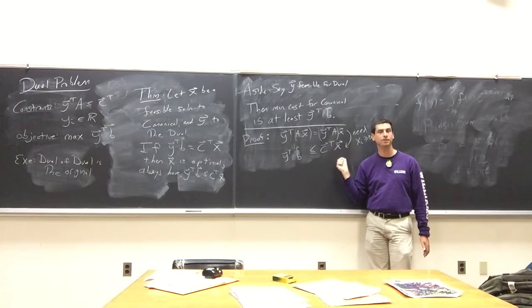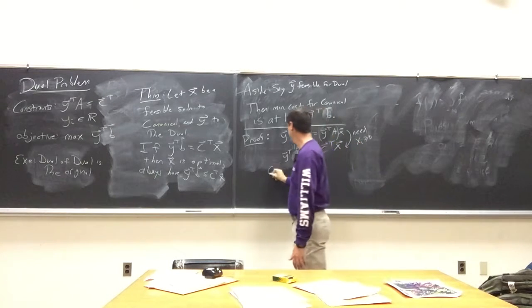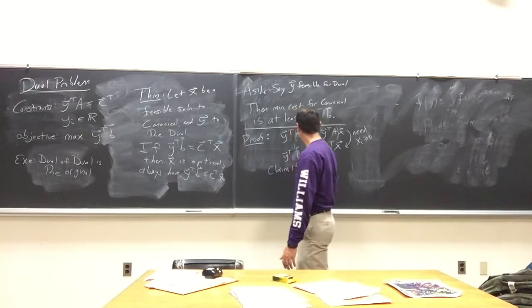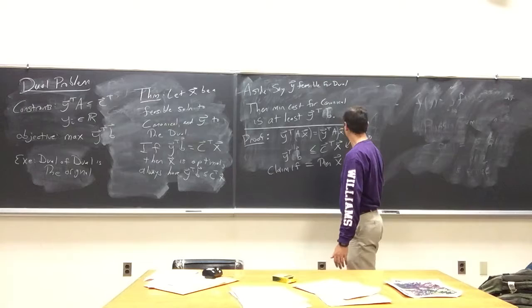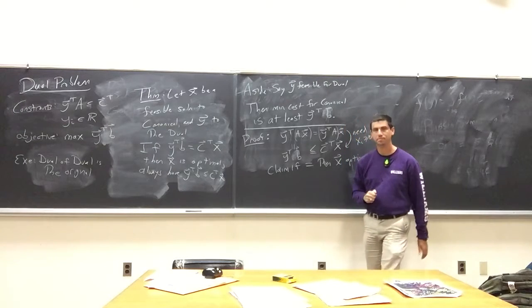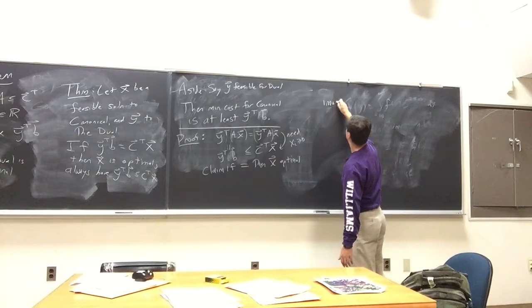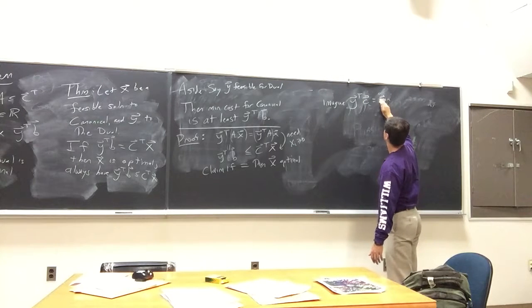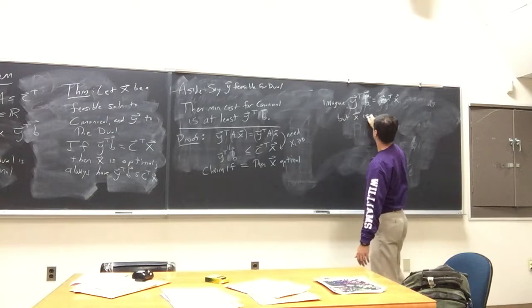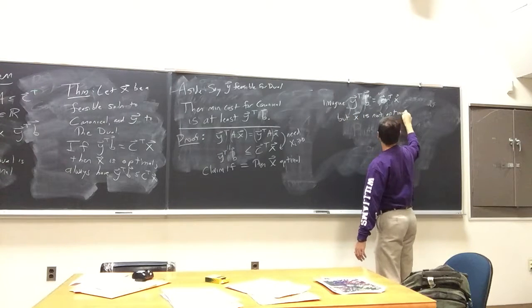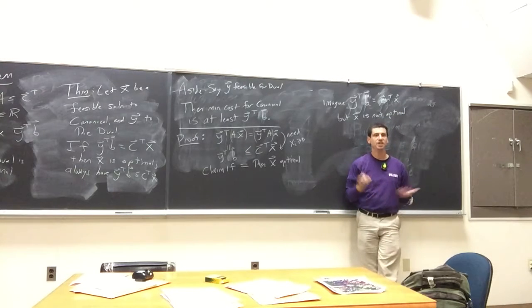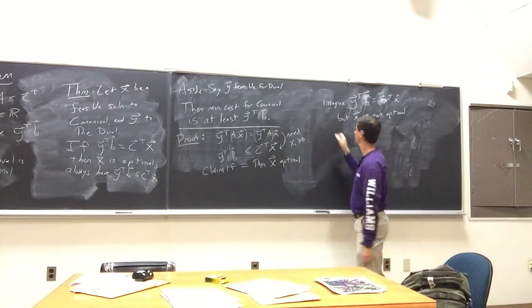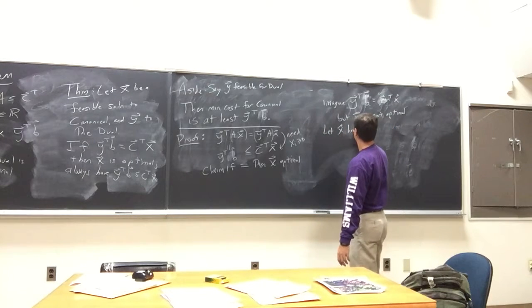Now we want to show equality implies optimal. So claim: if equal, then x is optimal. Okay. Imagine y transpose b equals c transpose x, but x is not optimal. All right. It's telling us how to proceed. If x is not optimal, then there's got to be something better. Let x hat have lower cost.